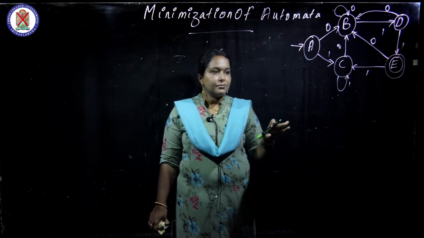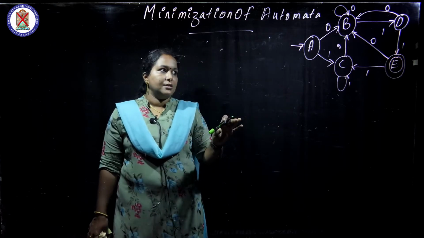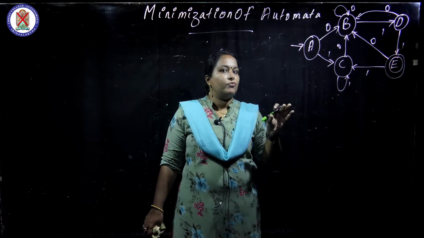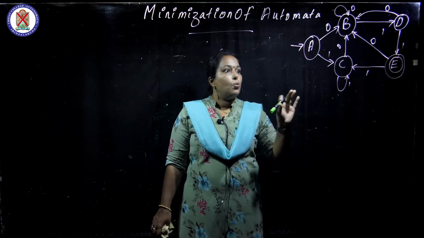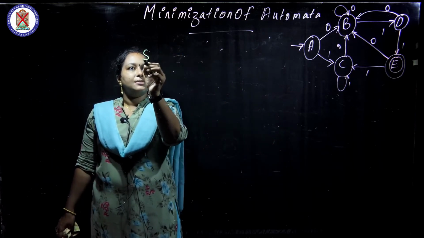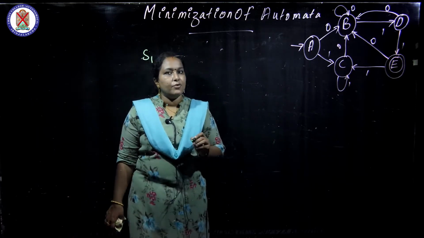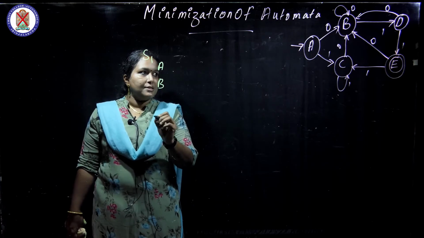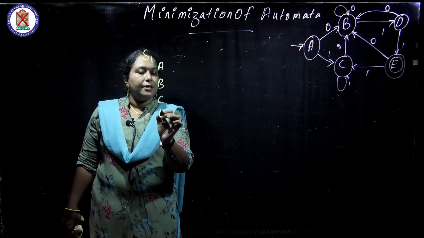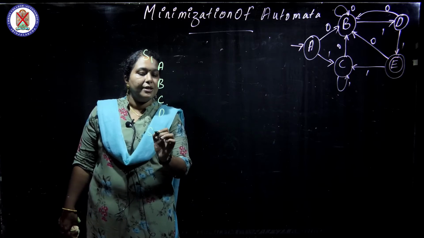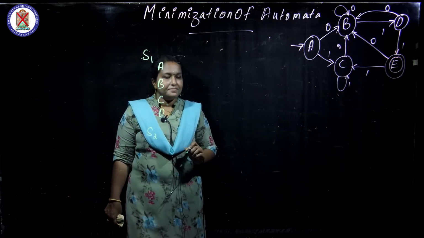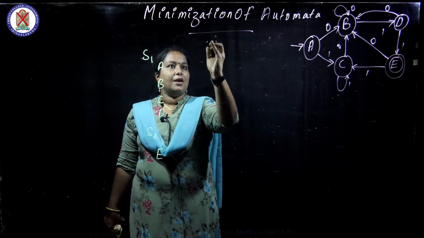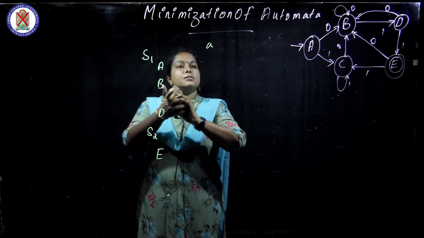For minimization, we take the concept like this. What is the final state? E is put in one set and all the others are put in another set. I mark set S1 as the non-final states. What are the non-final states? A is non-final, B is non-final, C is non-final, and D is non-final. Again, the final state is S2, which is marked by E. Then we write the alphabets 0 and 1.